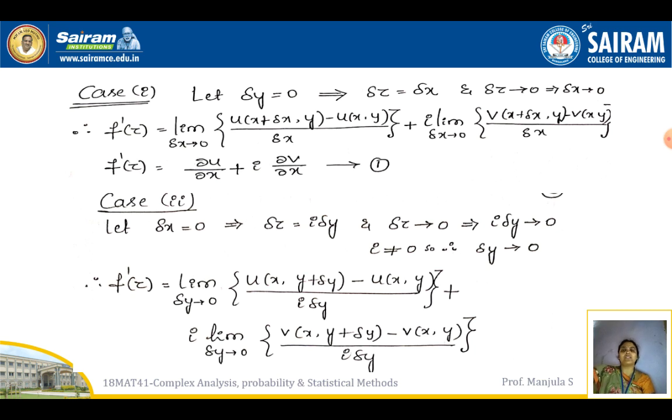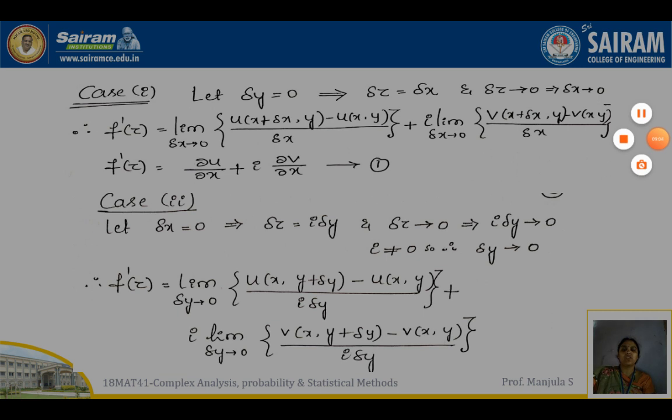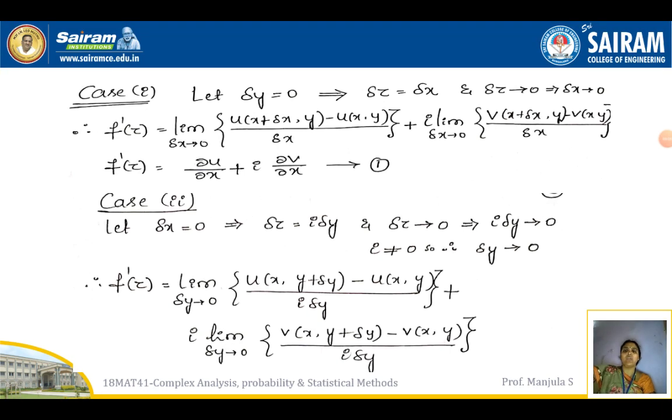Now two cases will arise. In the first case, if you put δy = 0, then δz becomes δx, and δz tends to 0 becomes δx tends to 0. Making that change in the previous equation, f'(z) can be written in terms of partial derivatives. With the help of the basic definition of partial derivatives, we can write f'(z) = ∂u/∂x + i ∂v/∂x. Take that as equation number 1.